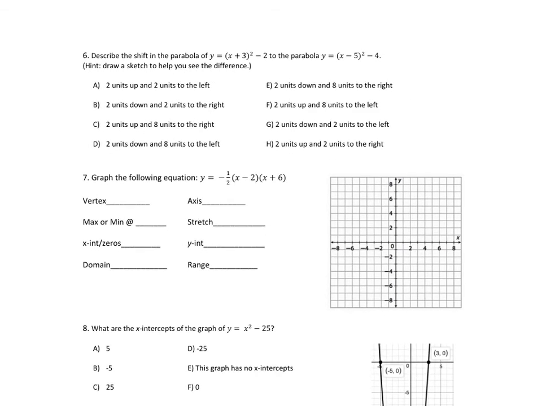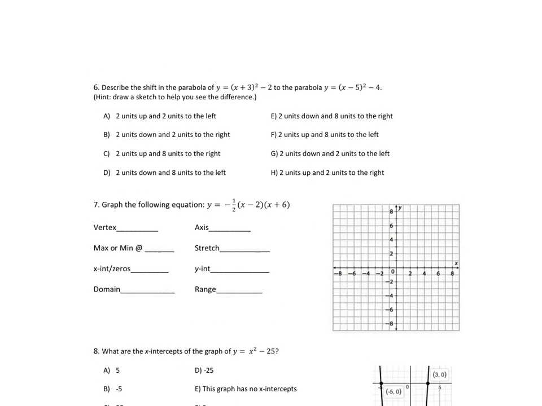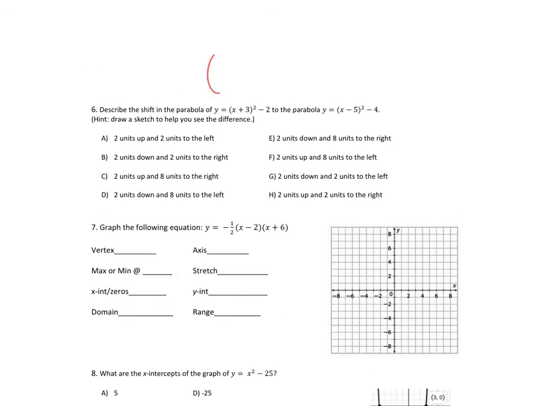All right, so looking at this one, we want to describe the shift in the parabola from (x plus 3) squared minus 2 to the parabola (x minus 5) squared minus 4. Easiest thing I think to do is look at our vertex. So we get (-3, -2) for this one, and (5, -4) for this one. So then you look at how do we go from -3 to 5? We're just going a number line. So that's a distance of 8, and that's our x value. So it's left or right, and we're going from -3 to 5. So that is 8 units to the right.